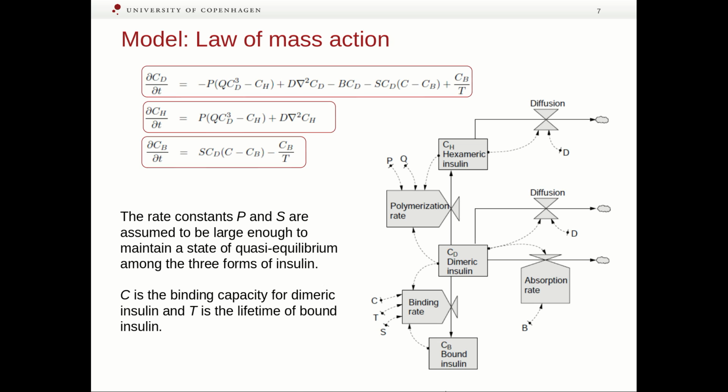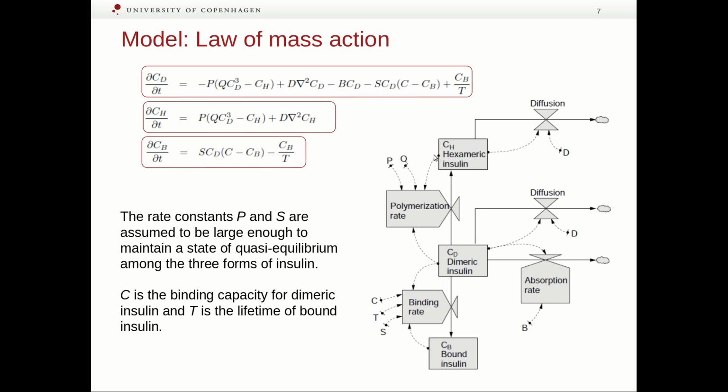So the idea that we try to proceed with in the discussion of the absorption of insulin from the skin is that we have in principle 3 different insulin forms that can enter the system. We have hexameric insulin, where 6 molecules are bound together. We have dimeric insulin, where 2 insulin molecules are bound together. And then we have a state in which insulin is bound to other things, proteins or whatever, in the tissue.